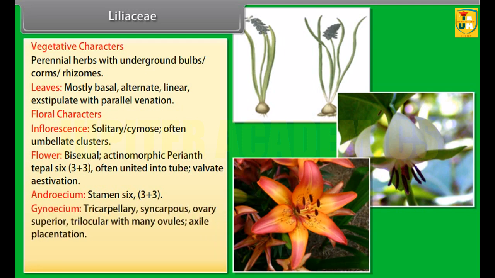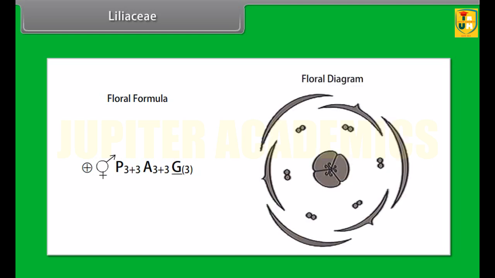Gynoecium, tricarpellary, syncarpous, ovary superior, trilocular with many ovules, axile placentation. Fruit, capsule, rarely berry. Seeds, endospermous. Floral formula is shown, and this is the floral diagram.